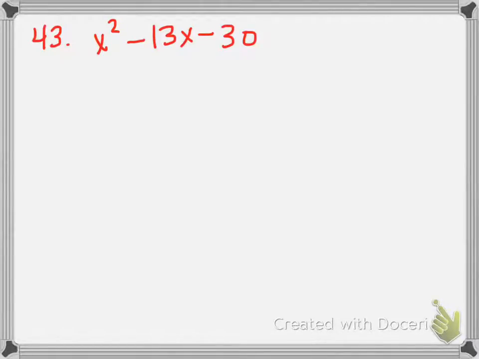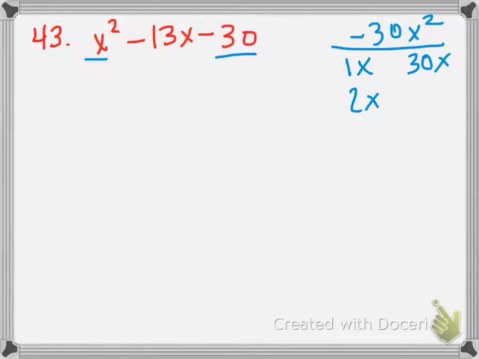I'm going to show you the mathematical way to do it, and you can use this method regardless of what coefficient you have in front of x squared. So what you would do is multiply your x squared term and your constant term together to give us negative 30x squared. Then you list out all of the factors that would multiply to give you that: 1x times 30x, 2x times 15x, 3x times 10x, and 5x times 6x.